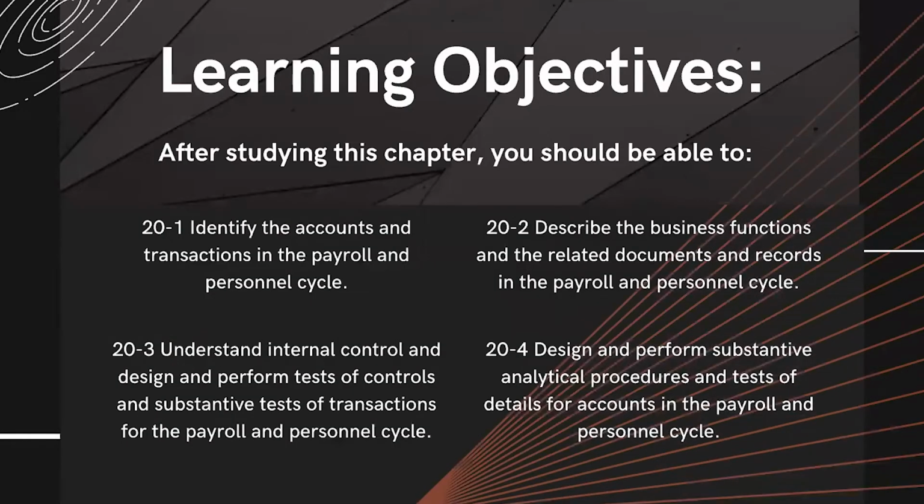So in order to give more details about the topic that I mentioned before, the learning objectives for this topic would be, first, identify the accounts and transactions in the payroll and personnel cycle. Second, to describe the business functions and the related documents and records in the payroll and personnel cycle. The third one is about understanding internal control and design, and also performing tests of controls and substantive tests of transactions for the payroll and personnel cycle. And finally, the aim is also to design and perform substantive analytical procedures and tests of details of balances for accounts in the payroll and personnel cycle.